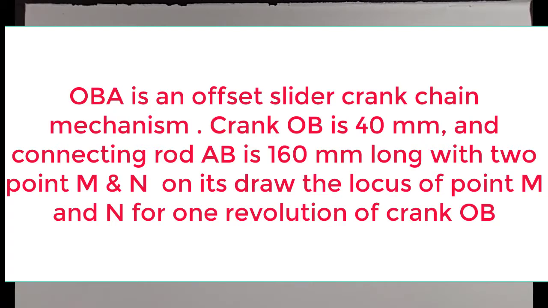OBA is an offset slider crank chain mechanism. The first two alphabets, OB, is our crank, and the second two alphabets, BA, is the connecting rod. So your crank radius is given as 40 mm, and your connecting rod is given as 130 mm.